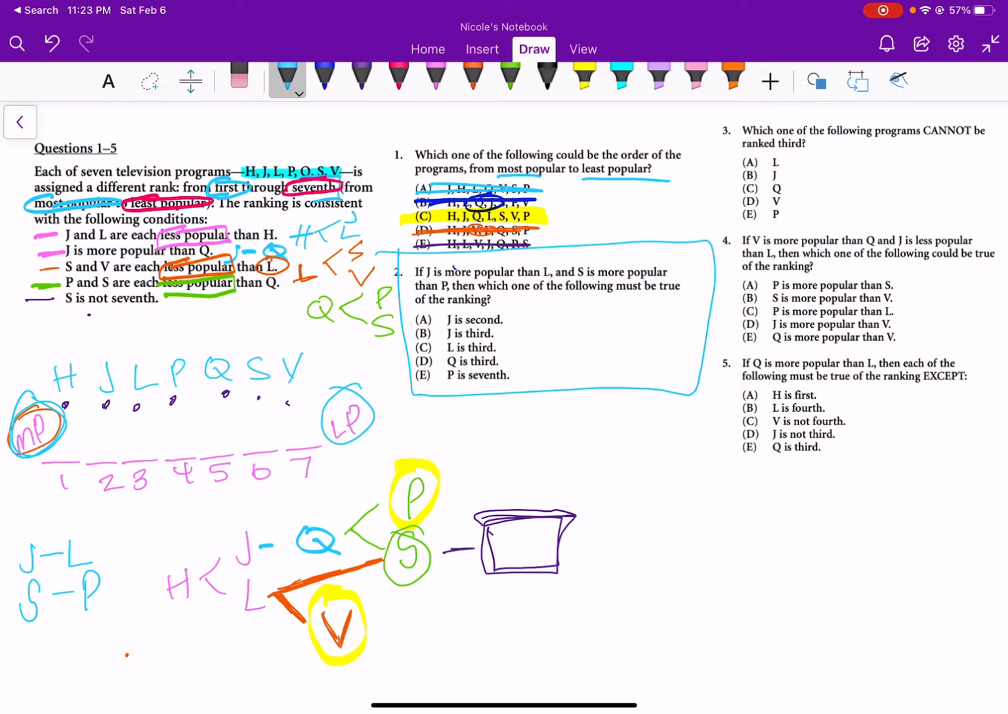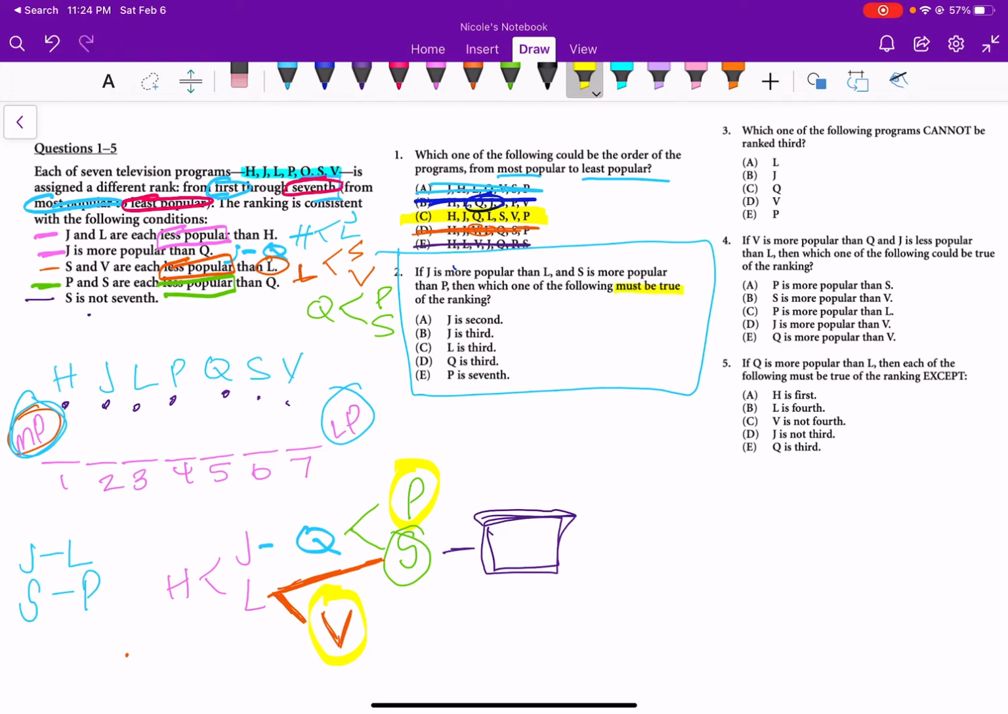So does J need to be second? Probably. Because what else can be first? Can anything other than H be first? No. But we'll go ahead and try. Keep going. J is third. Must it be true that J be third?